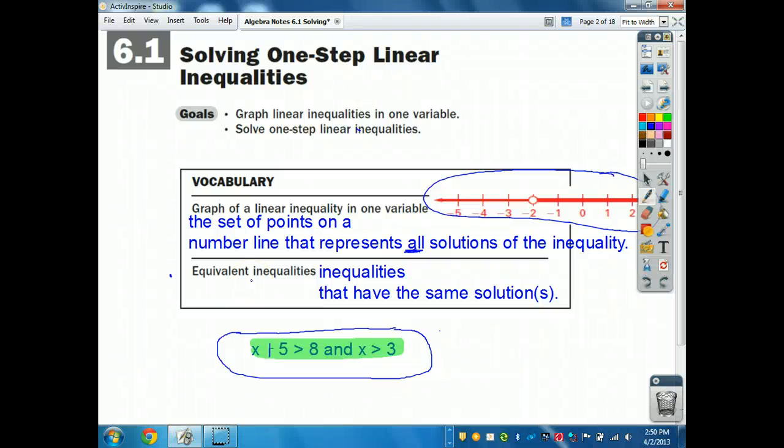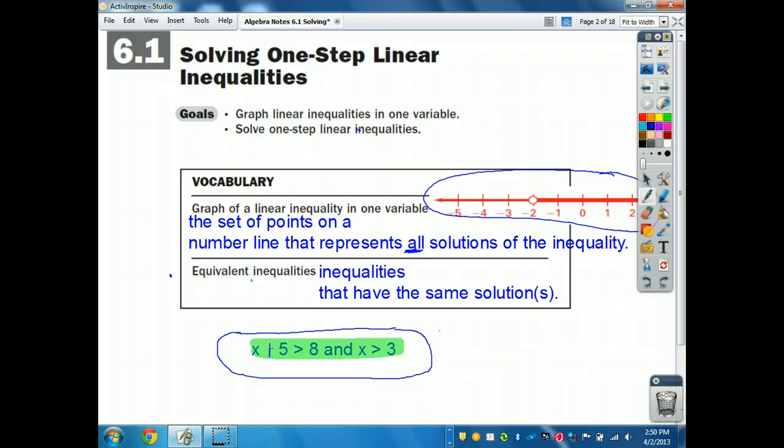All right, beginning of chapter 6 out of the Algebra 1. 6.1, solving one-step linear inequalities. Now, we've been solving equations since we started in 8th grade. Basically, remember we did one-step equations? These are the same thing, except for an equal sign.